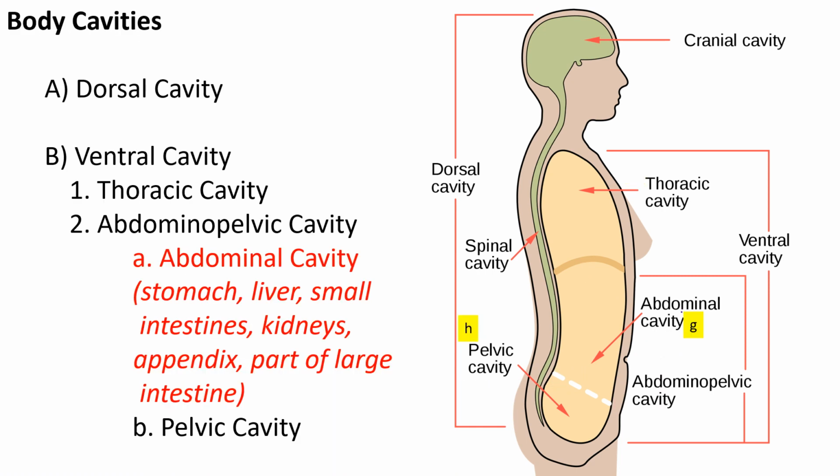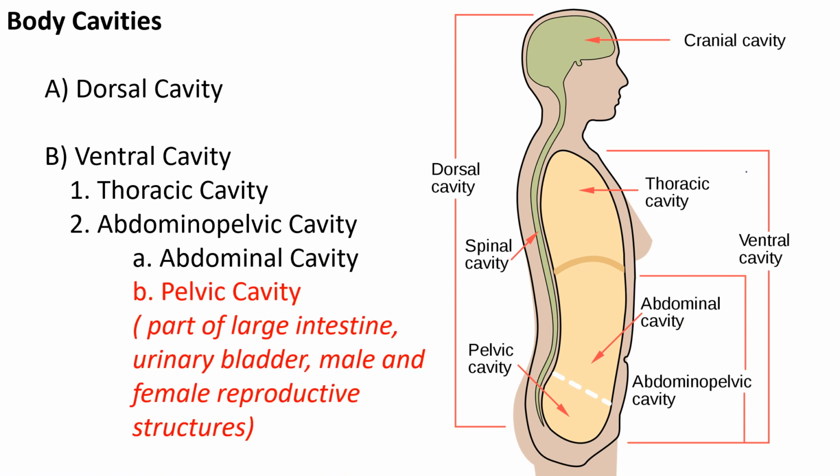So let's look at the abdominal cavity, which is letter G again on your labeling handout. It's everything above the bladder but below the diaphragm. You're going to find things in there such as a lot of your digestive organs: your stomach, your liver, your small intestines, kidneys, which are very dorsal, and then part of your appendix, part of the large intestine, a lot of digestive stuff.